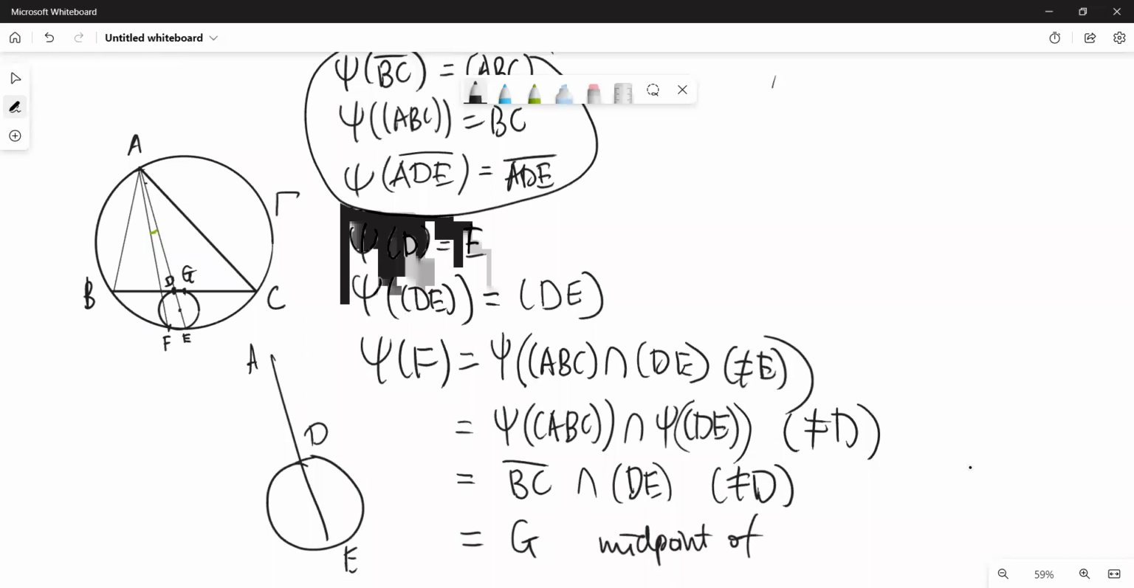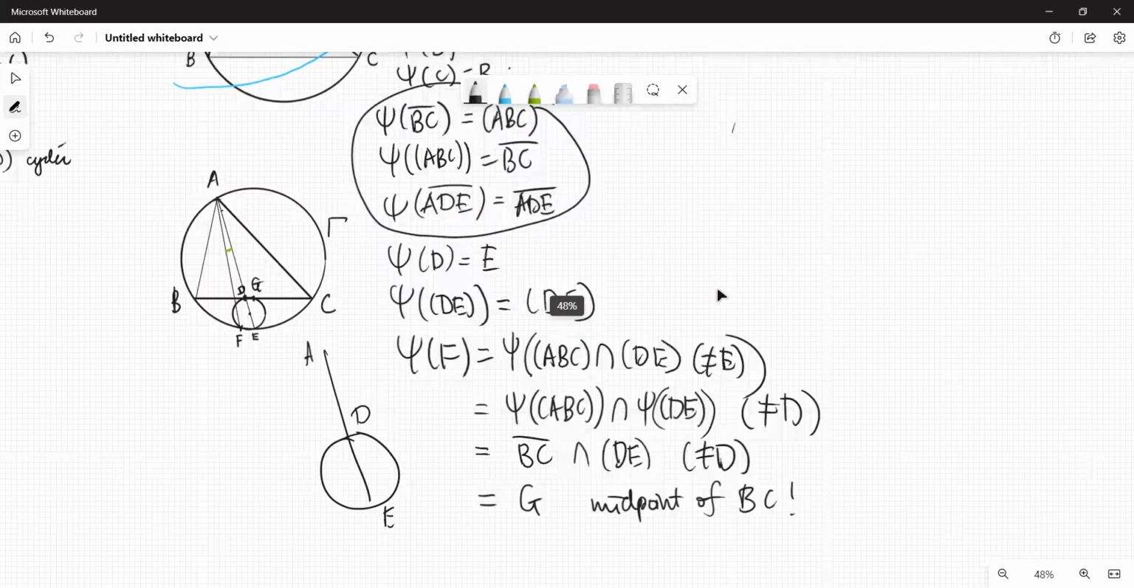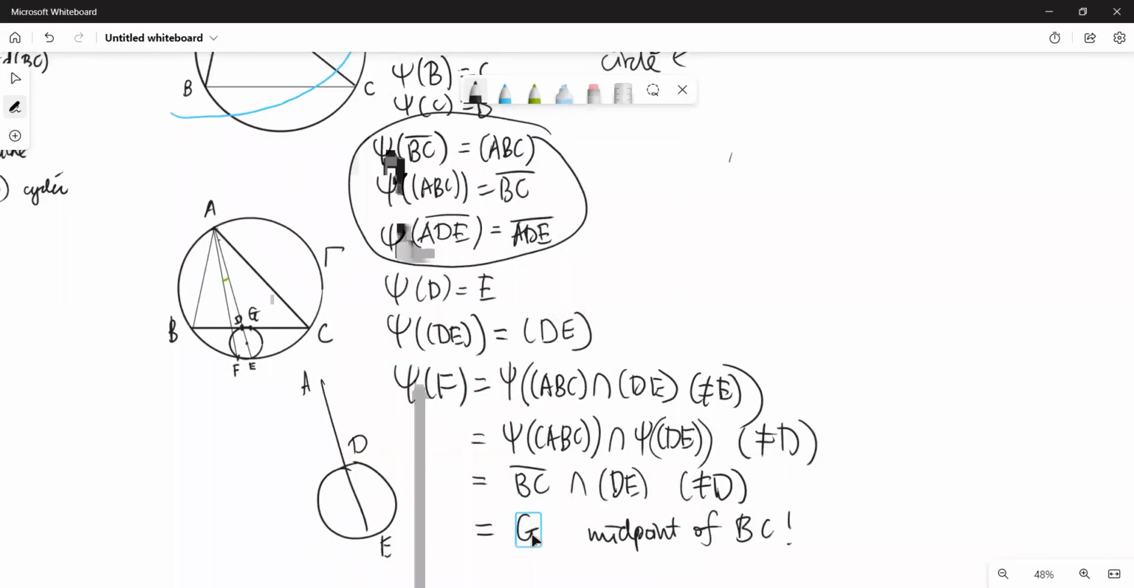Okay, so can anyone tell me why we're done already? So the image of F is G, but so what? How did it prove the statement?